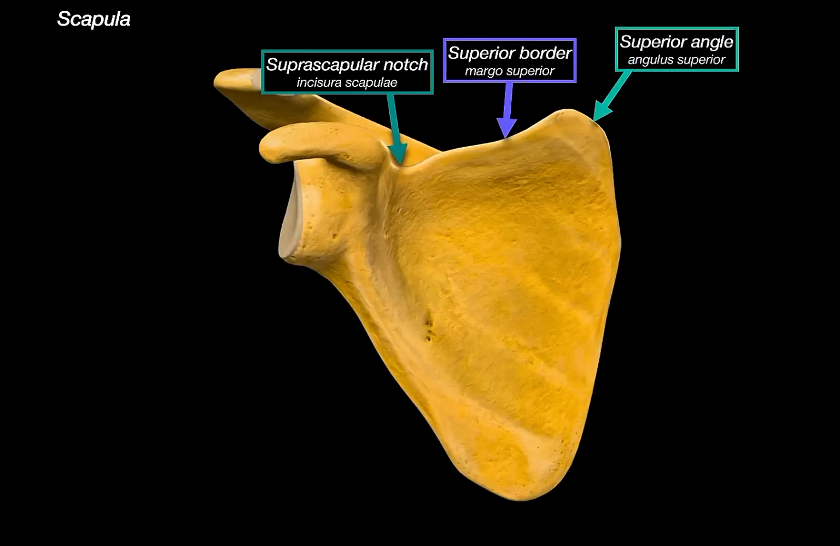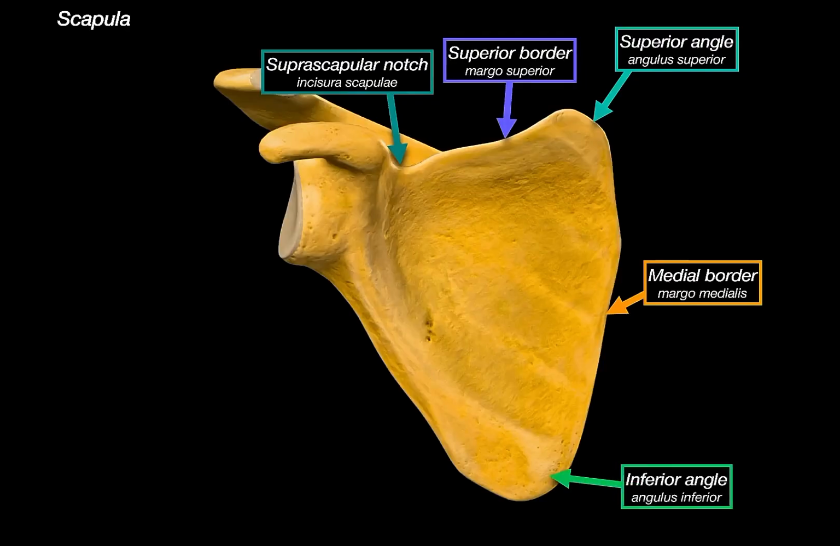The superior angle marks the meeting point of the superior and medial borders. The medial border, also known as the vertebral border, runs parallel to the spine. The inferior angle is the lowest tip of the scapula and is easy to feel on the back. Finally, the lateral border extends upward toward the glenoid cavity.